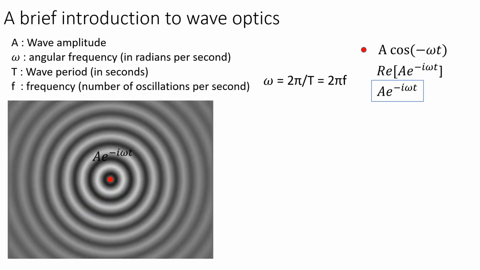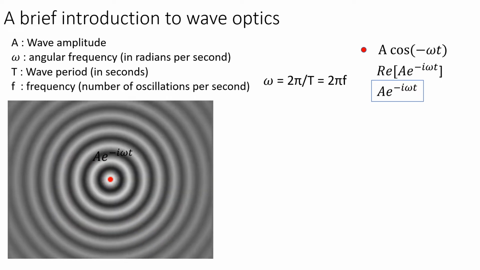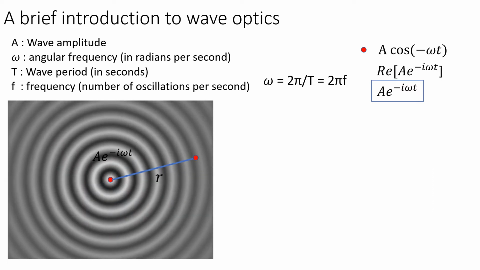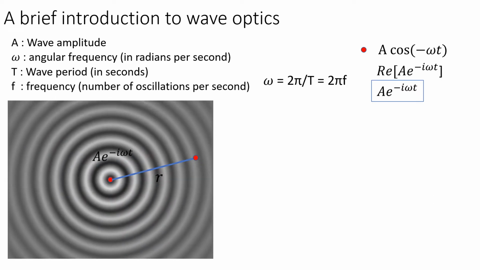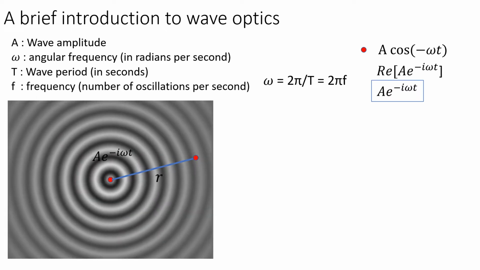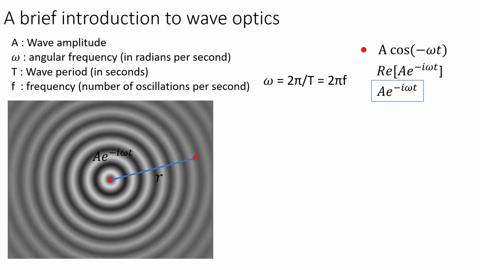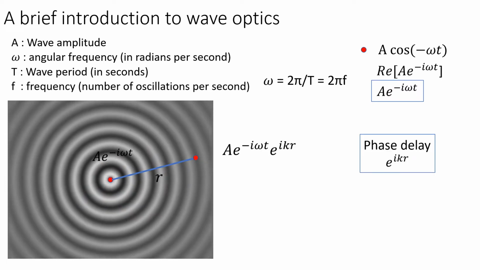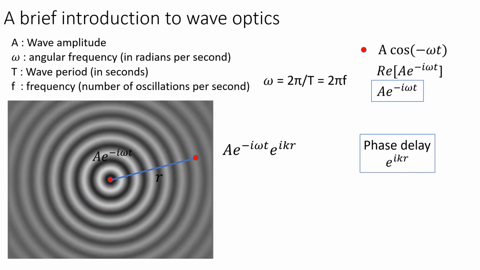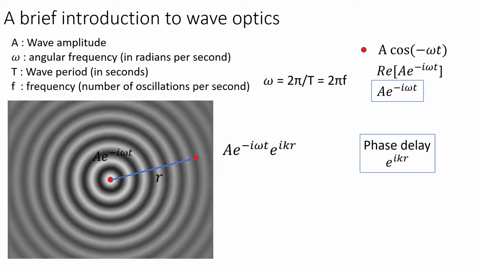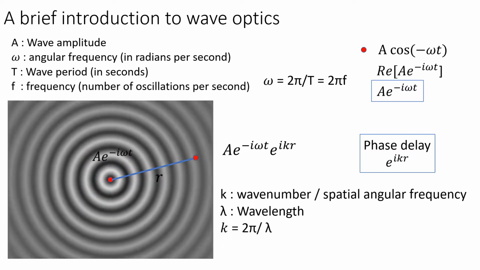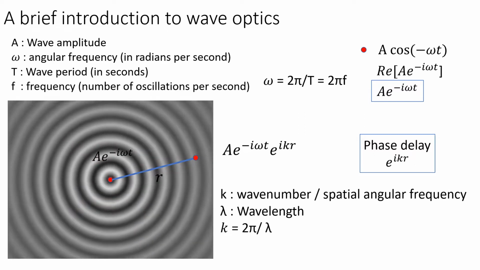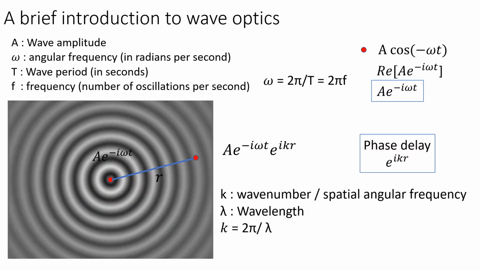Once we are in steady state, we may be interested in characterizing the wave at another location in space, for instance, at a certain distance r from the source. As you can see, it takes a certain time for the wave to travel all the way from the source to the secondary location, but we can quantify this delay in the form of a phase delay, e to the i k r, where r is the distance that is needed to travel, and k is the wave number or the spatial angular frequency of the wave, which is related to its wavelength.